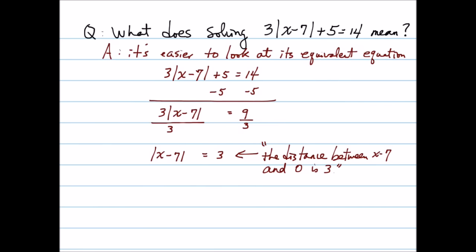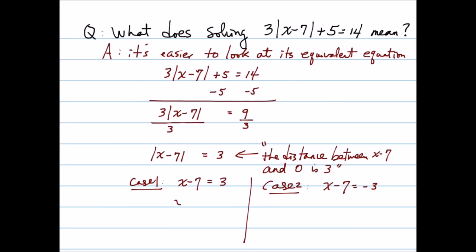Next, you ask yourself the question, where on the real number line will be 3 units away from 0? Well, it's going to be either positive 3 or negative 3, which means the quantity x minus 7 could be set to be 3 or negative 3. So we actually have 2 cases to consider here. Case 1, we have x minus 7 equals positive 3. Case 2, we have x minus 7 equals negative 3. In either case, we're just going to go ahead and solve for x.